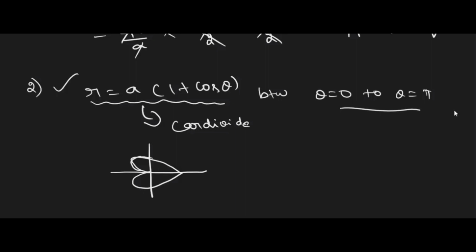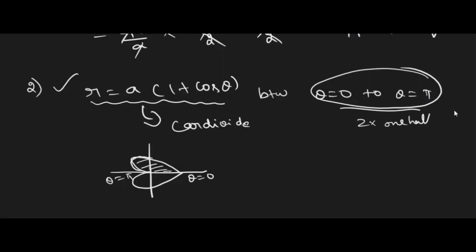So now if you see here, between theta is equal to 0 and pi. So theta is equal to 0, it will start from here. And then theta is equal to pi will end here. So they are asking about this region. Because they have given between theta is equal to 0 to pi. Or else like the previous problem, if they ask the entire area, we'll multiply 2 into 1 half. But here they have asked for only 1 half.